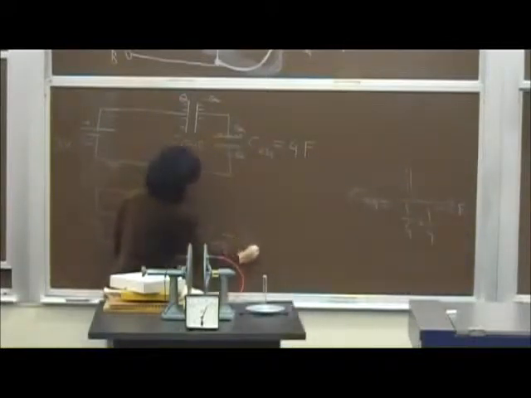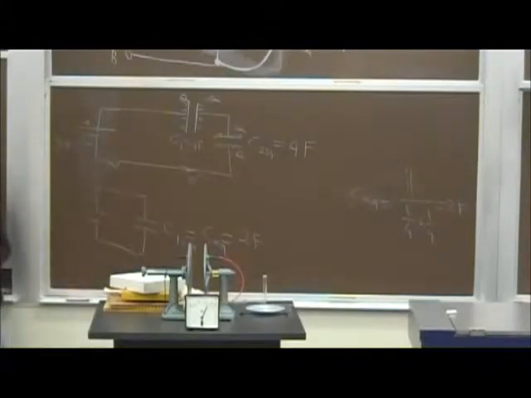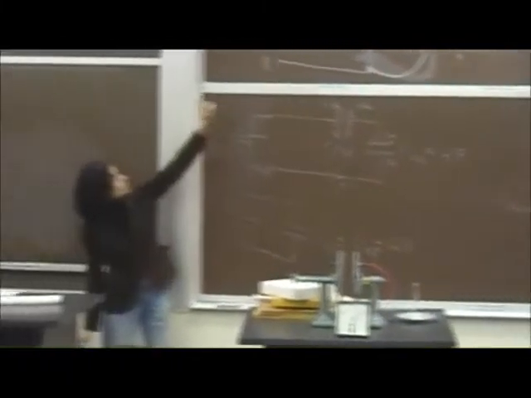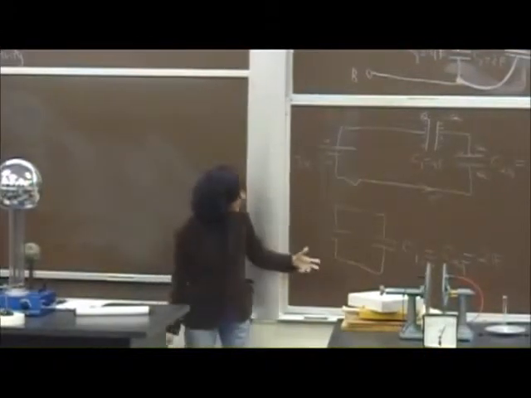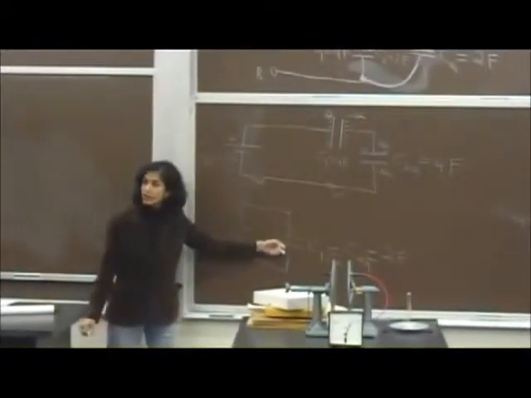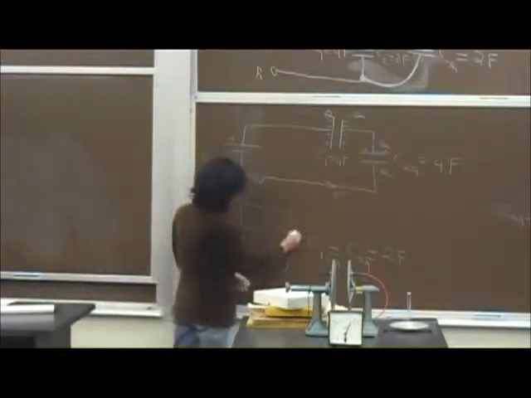So this is just 2 farads. Okay, good. So we found this. We still need to find what is Q1, Q2, Q3 and Q4. First of all, let's figure out what is the charge on this equivalent capacitor. Can we figure out the charge on the equivalent capacitor? How much should be the charge accumulating here?